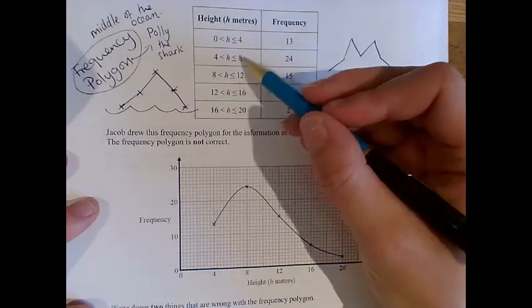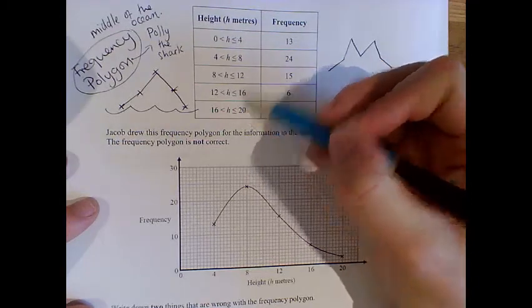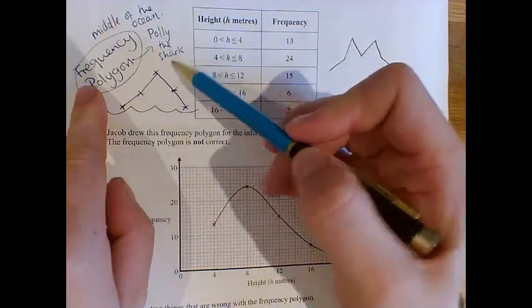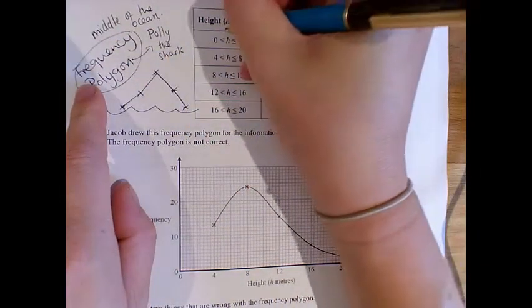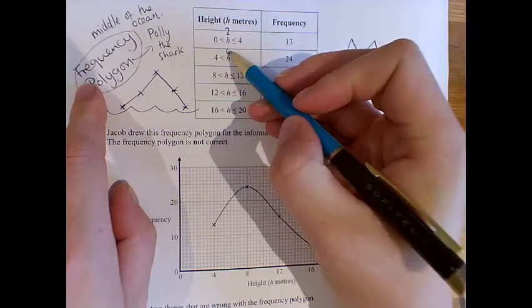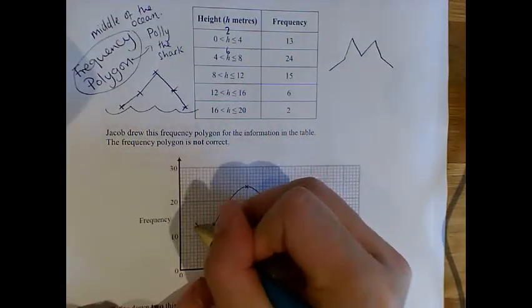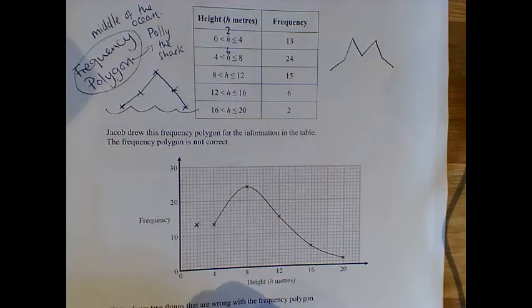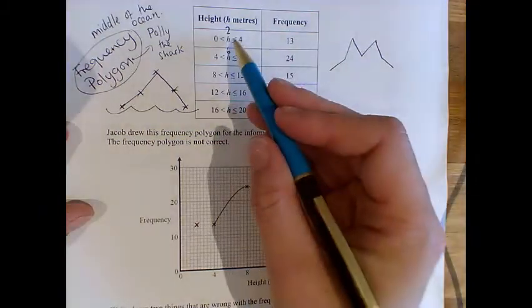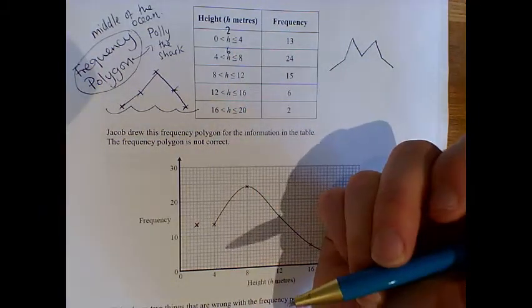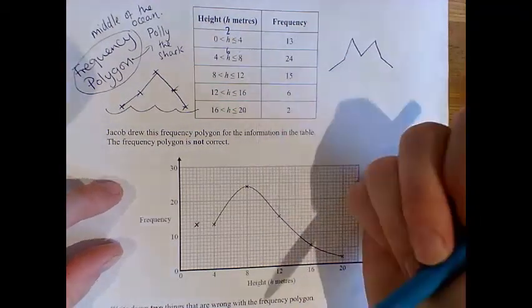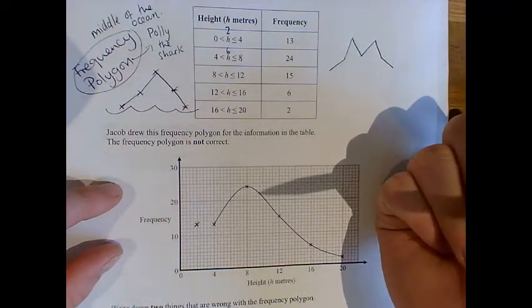Now, we don't use the top end of the category. We do for cumulative frequency, but not for frequency polygons, because remember, Polly the shark is in the middle of the ocean. So we should be using 2, we should be using 6. So this first point should be here, between 0 and 4, in the middle of the category. So the second thing that's wrong with this diagram is that they've not used the middle of the category. So reason number 1, should have used straight lines to join it up. Reason number 2, we needed to use the middle of the category, not the highest point.